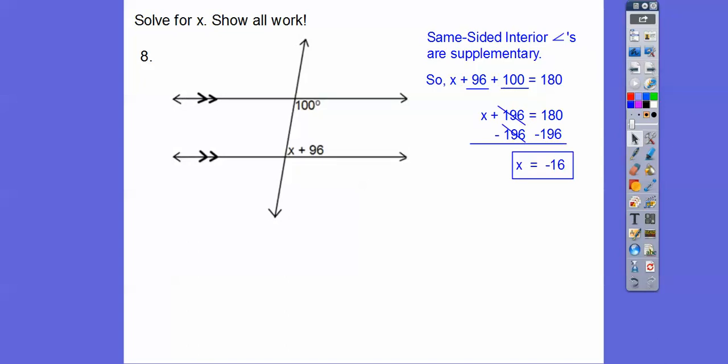Anyways, it can be negative, you guys. It just means that the angle is 16 degrees less than this angle. It has to be 80 to be supplementary with the 100 up there.